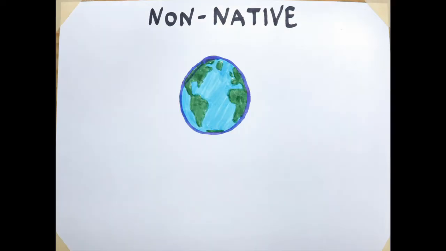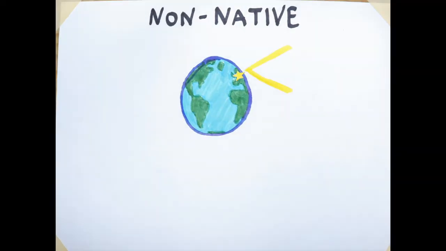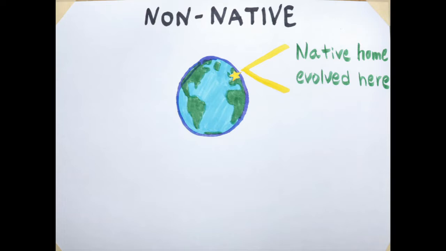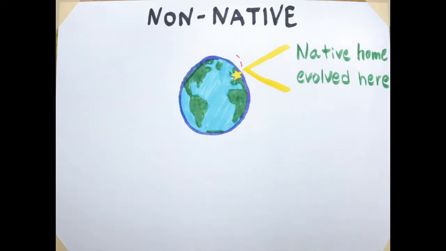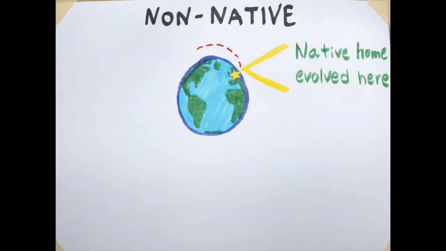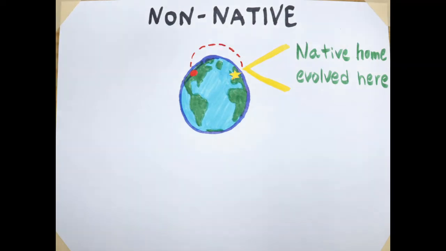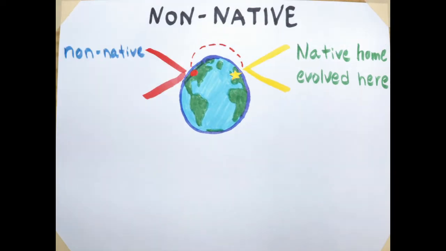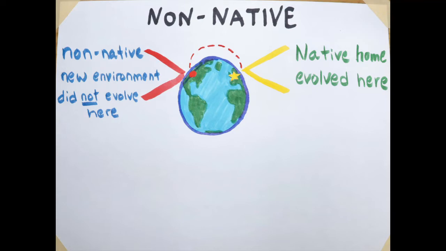Where a species evolved is called its native home. If it is brought over to another part of the globe and establishes itself in a new environment, it is non-native. It did not evolve in the place that it is invading. Non-native is not the same as invasive.